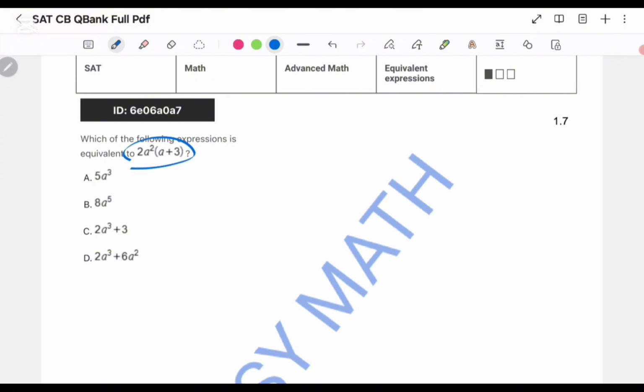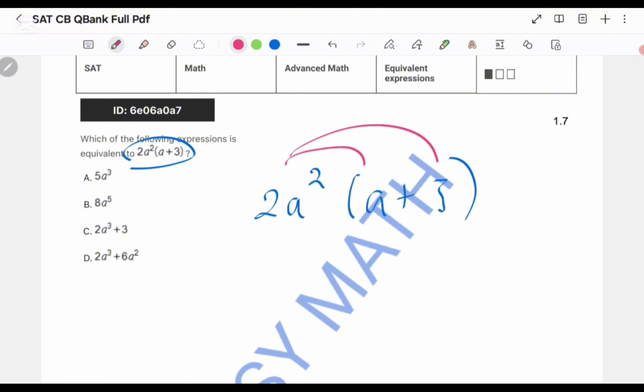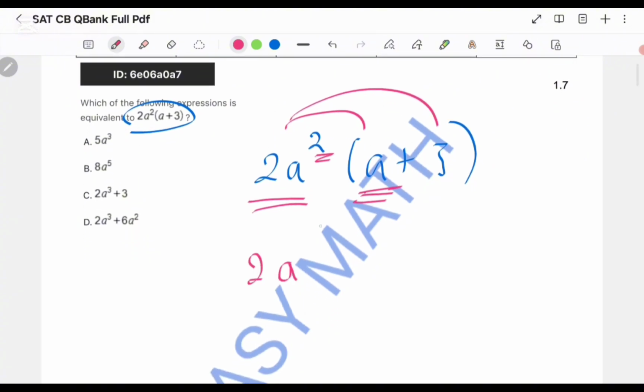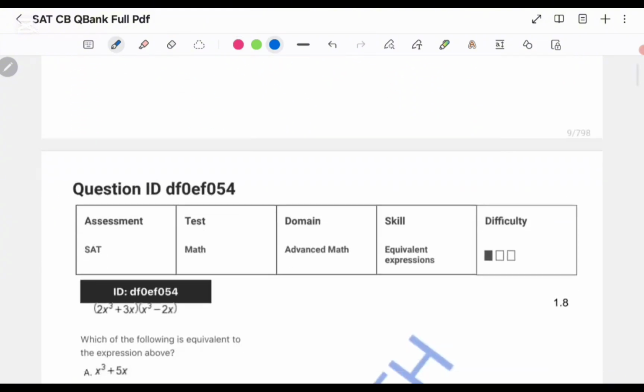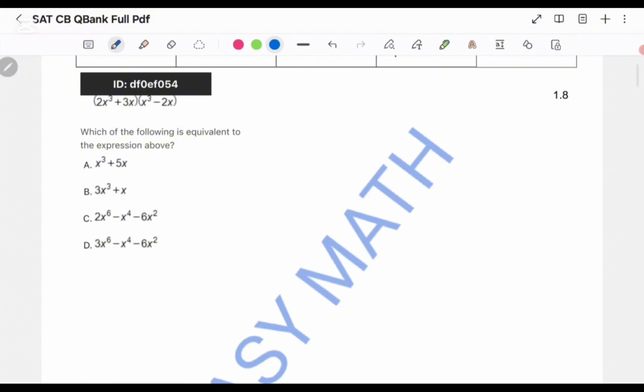Expand and simplify. So we have 2a squared, a plus 3, you gotta expand. So 2a squared multiplied by a, that is gonna be 2a cubed plus, and then we have 2 times 3 is gonna be 6, so it's gonna be 6a squared. The answer choice is gonna be D. There we go. We have another one.